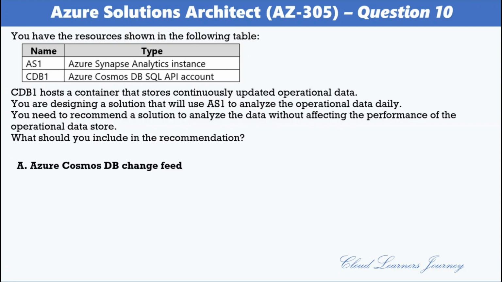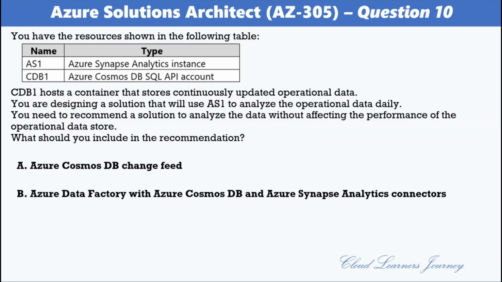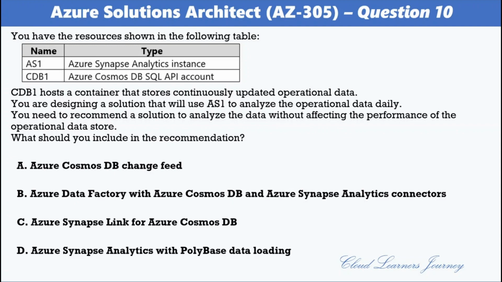Options are A. Azure Cosmos DB change feed. B. Azure Data Factory with Azure Cosmos DB and Azure Synapse Analytics connectors. C. Azure Synapse Link for Azure Cosmos DB. D. Azure Synapse Analytics with PolyBase-based data loading. And the correct option is C. Azure Synapse Link for Azure Cosmos DB.